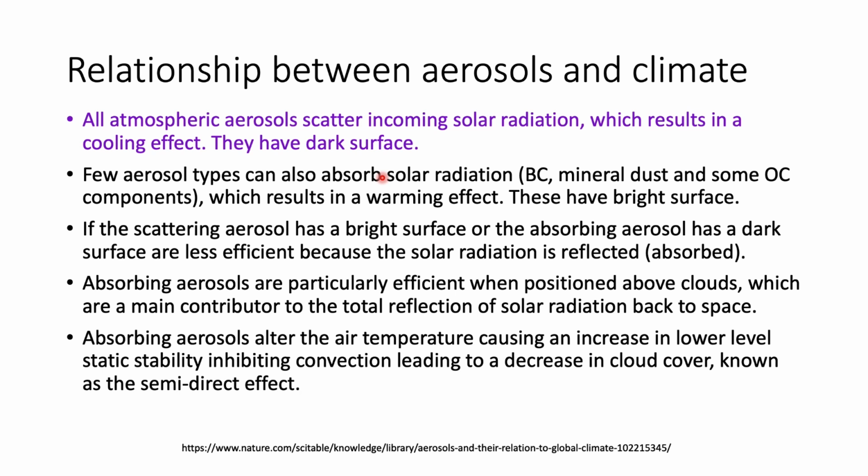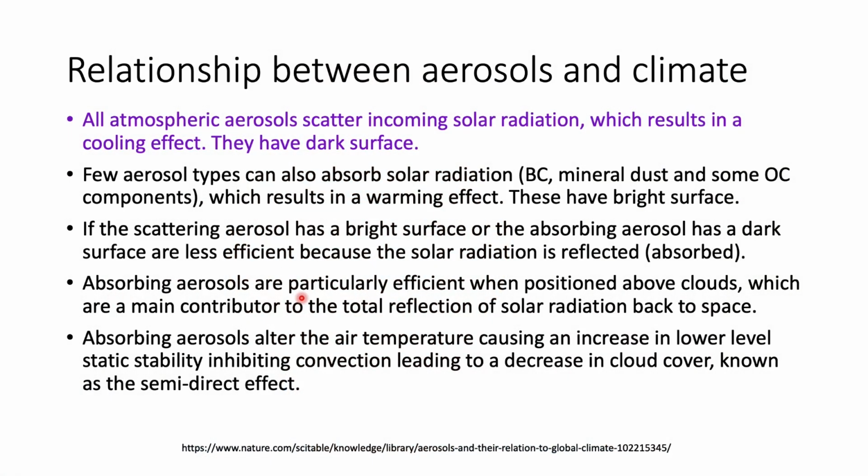And now let us look at a different type which is exactly opposite of these two. That means if the scattering aerosol has a bright surface, then they will be less efficient because the solar radiation is reflected because they have a bright surface. On the other hand, if the absorbing aerosol has a dark surface, then the light will be absorbed because a dark surface absorbs radiation. So these are exactly opposite of the first two we have seen. So depending on the surface, whether it is a bright surface or a dark surface, that leads to absorption or reflection of solar radiation. So absorbing aerosols are particularly efficient when they are positioned above the clouds, which are a main contributor to total reflection of solar radiation back to surface. So this is a very good one because they will send back the solar radiation.